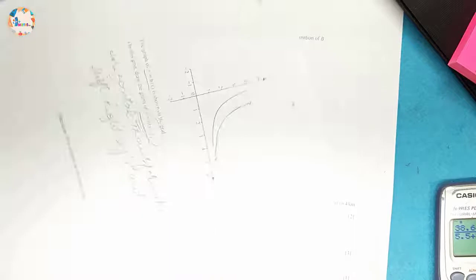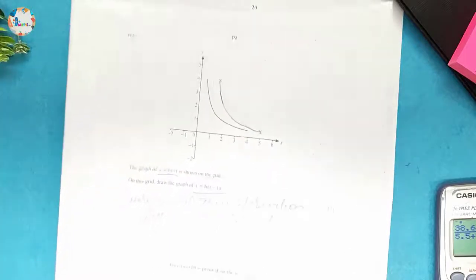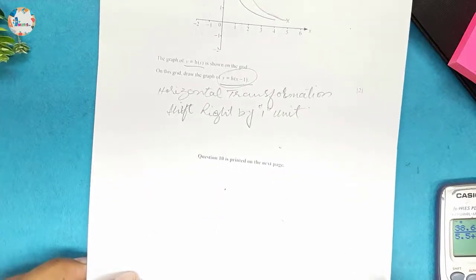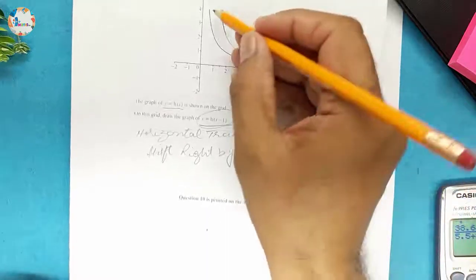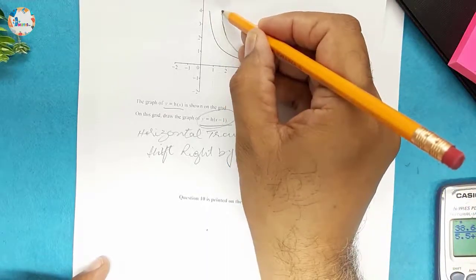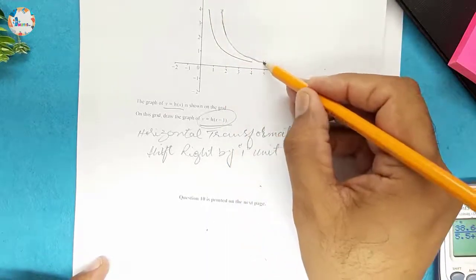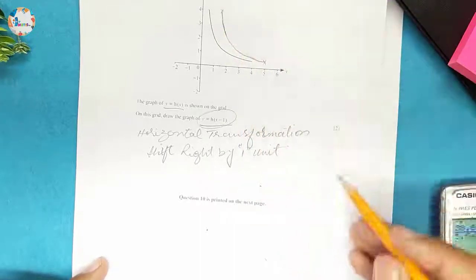So this is basically sketching, it's not an accurate graph. So you just have to show the transformation. They will be checking this point is moved to this one, this point is moved to this one, and it is to the right. So this will be the 2 marks.